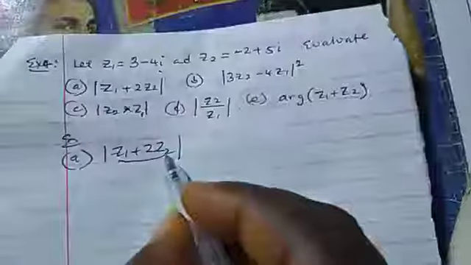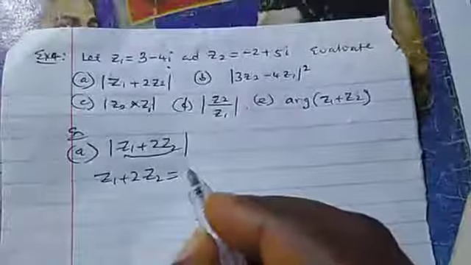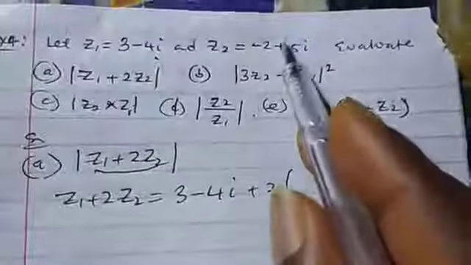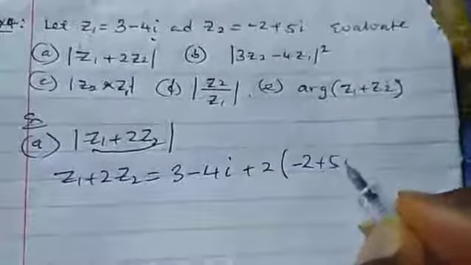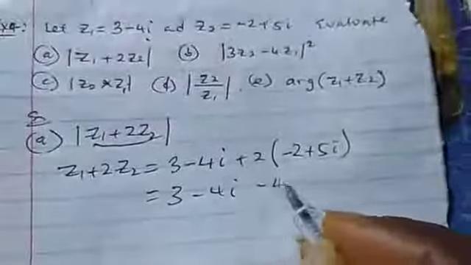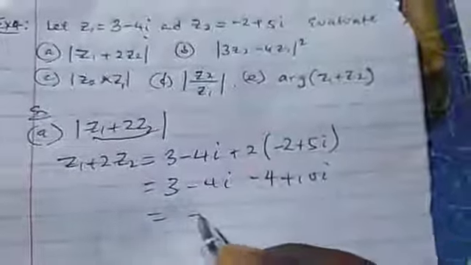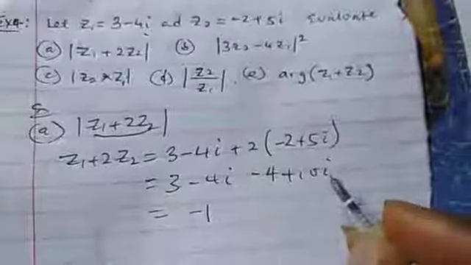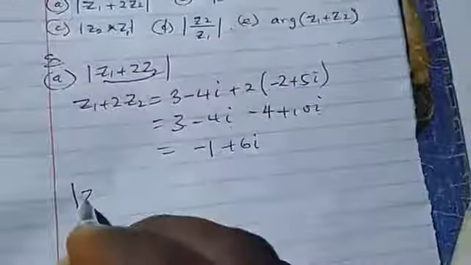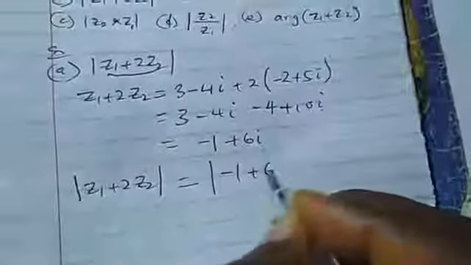Now let us consider this one inside, z1 plus 2z2. Our z1 is 3 minus 4i plus 2 into z2. So if you expand this, we have 3 minus 4i, and minus 4 plus 10i, which gives 3 minus 4 is minus 1. Minus 4i plus 10i will be 6i. But what we are looking for is the absolute value of z1 plus 2z2, so it will just be the absolute value of minus 1 plus 6i.